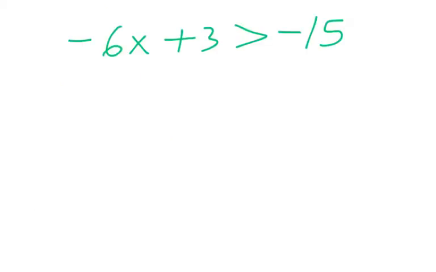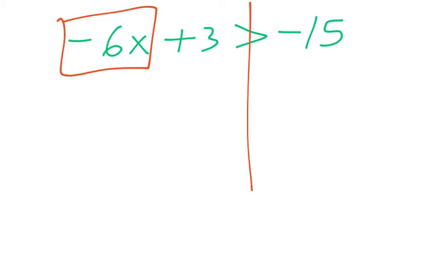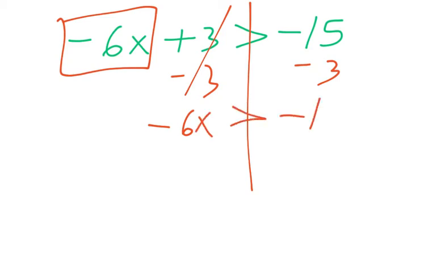Now let's look at this one. We have negative 6x plus 3 is greater than negative 15. We'll draw a line with the inequality sign. All that does is separate our two sides, because while solving it, we do have to keep it balanced, just like an equation. We have to isolate the term with the variable, so the first thing we're going to do is subtract 3 from both sides. So we have negative 6x is greater than negative 18.